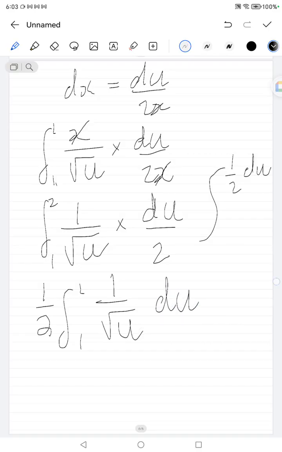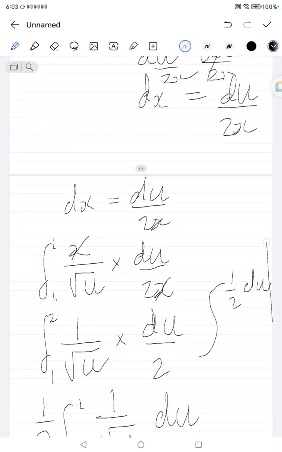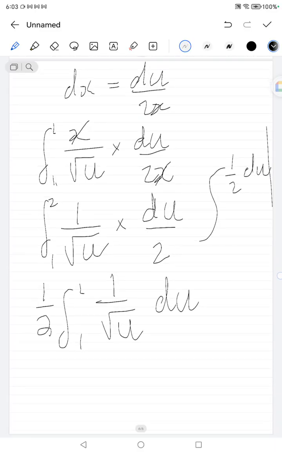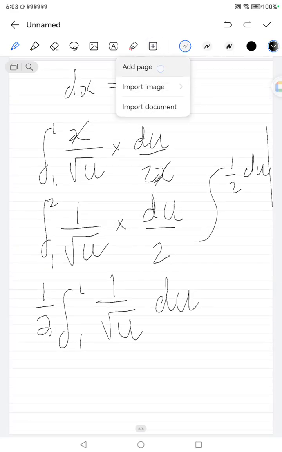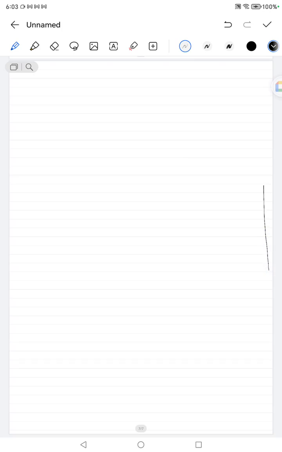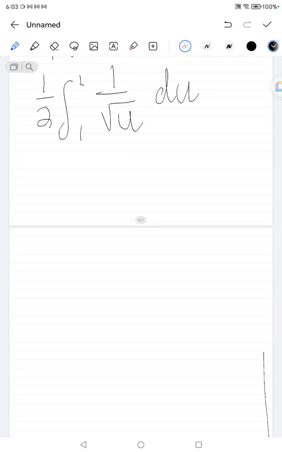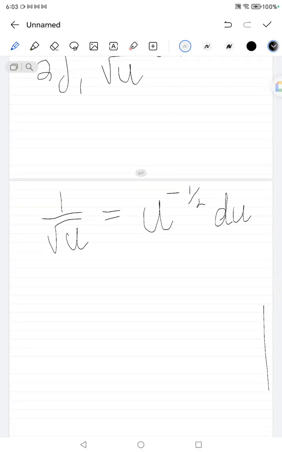You see, then we can further simplify this part again. Let me add a page. We can simplify further: what is 1 over square root of u? This can be written as the same as having u to the exponent minus 1 over 2 du. Then you see, back to the same thing that we know, which is using the power rule.